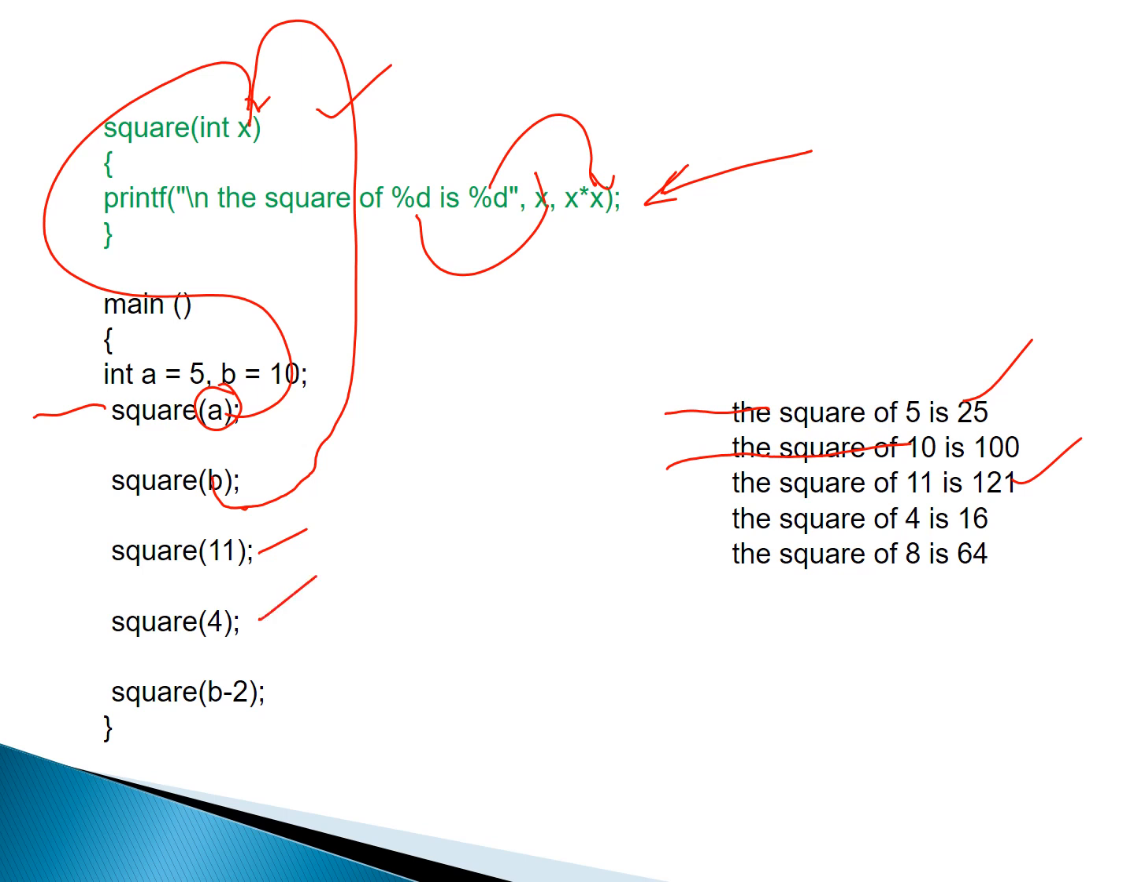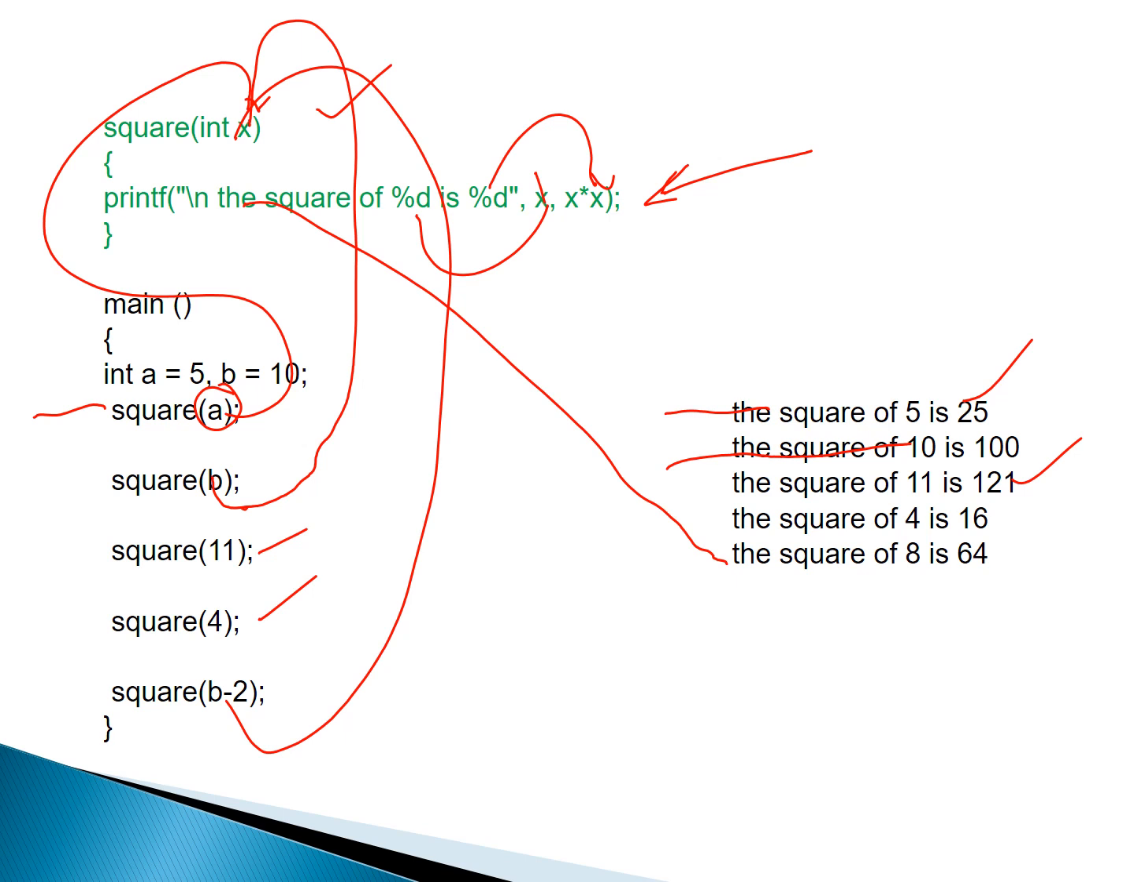Similarly for 4. And then we have an expression as the argument, that means b minus 2, so 10 minus 2 is 8. So this 8 will go and be stored in x, and the printf statement will show the square of 8 is 64. So that's how the square function executes and receives the values.